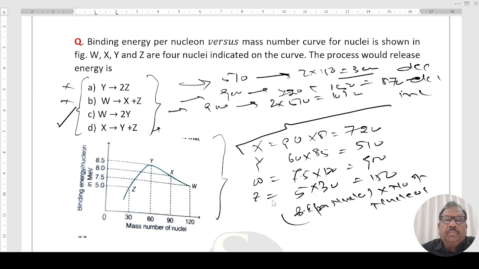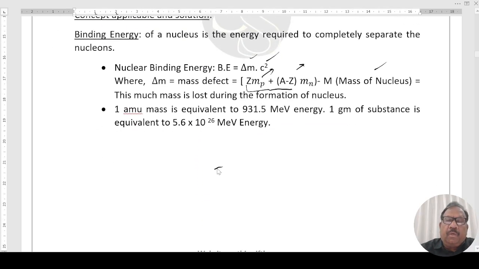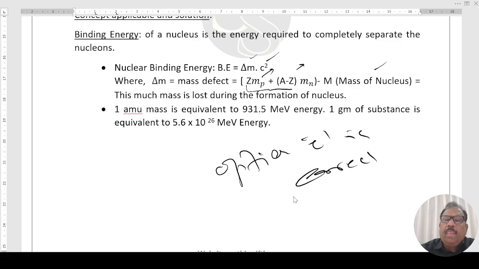X is 720, Y plus Z is 510 plus 150, that is a decrease. This is also not possible. So the process would release energy in the case of the C part. So option C is correct. Right. Next question.